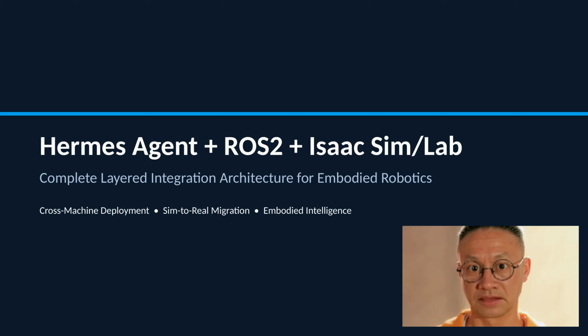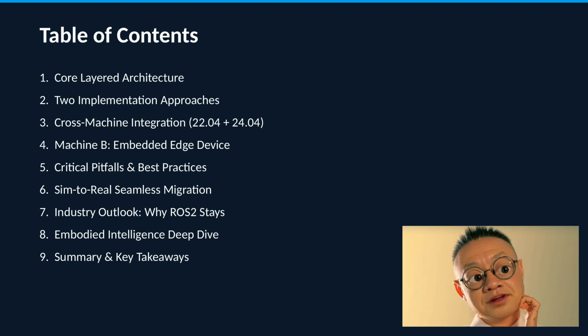Welcome. Today I'm presenting a complete layered integration architecture that connects Hermes AI agent with ROS2 Humble and NVIDIA Isaac Sim and Isaac Lab. This covers cross-machine deployment, synterial migration, and embodied intelligence. Here's our agenda. We'll cover the core layered architecture, two implementation approaches, cross-machine integration between Ubuntu 22.04 and 24.04, embedded edge device selection, critical pitfalls, seamless synterial migration, the industry outlook on ROS2, and a deep dive into embodied intelligence.